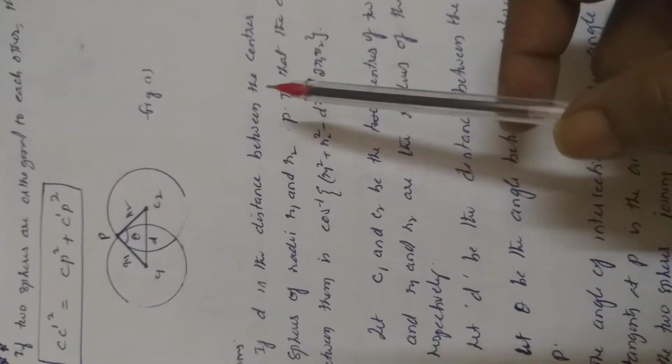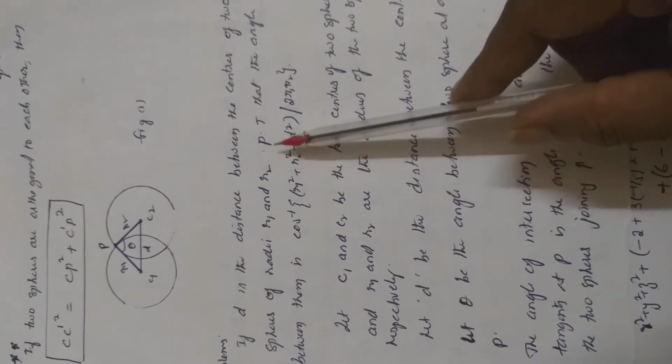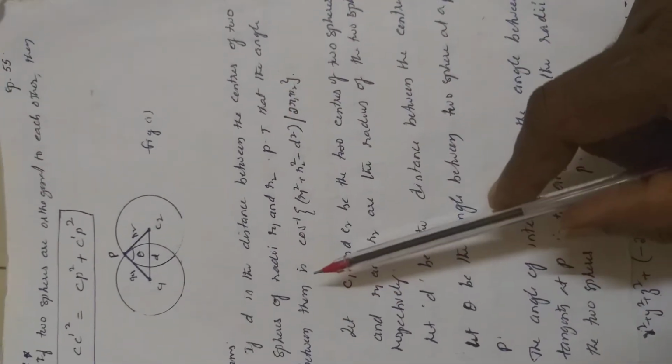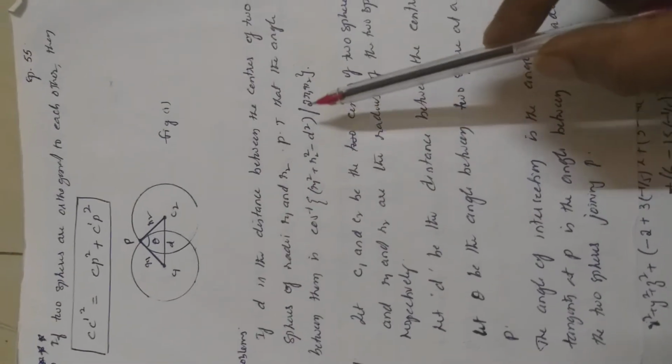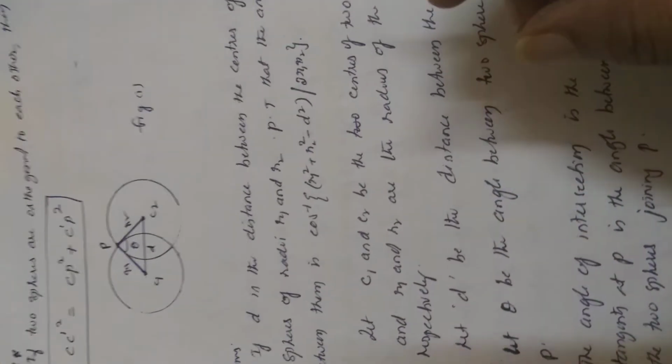Here, this is one problem. If D is the distance between the two centers of the two spheres whose radii are R1 and R2, prove that the angle between them is cos inverse of (R1 square plus R2 square minus D square) by 2R1R2. Right? This is not a very simple thing, you have to remember the cosine rule, not the cosine formula.